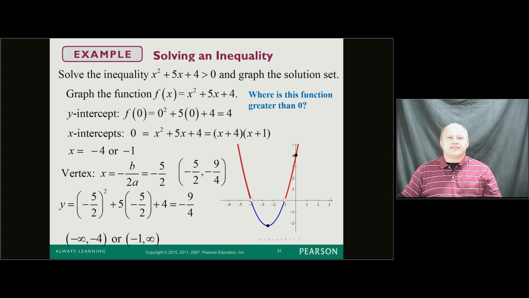The function is greater than 0. And looking at the number line, to the left of negative 4 and to the right of negative 1. Notice there are open parentheses, which means that we don't include those endpoints.